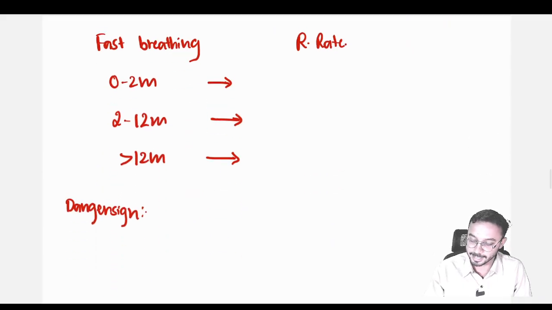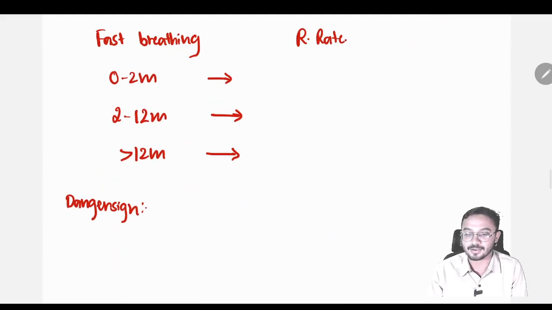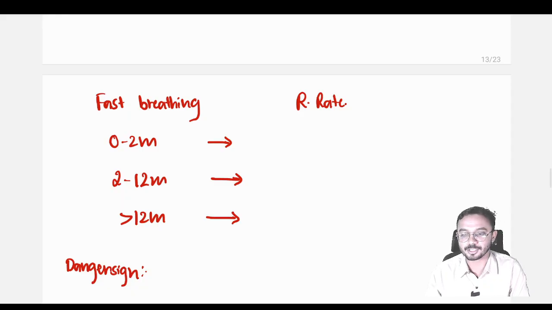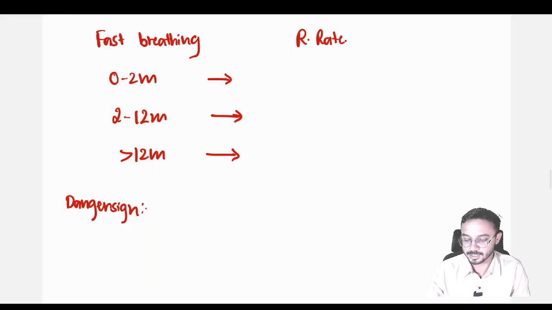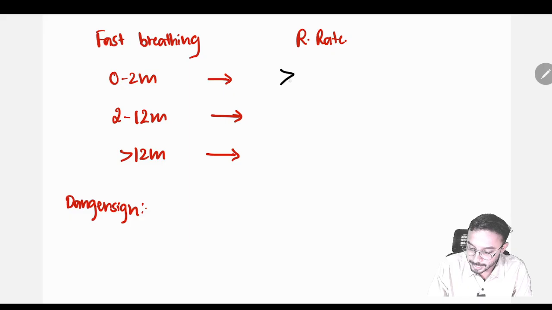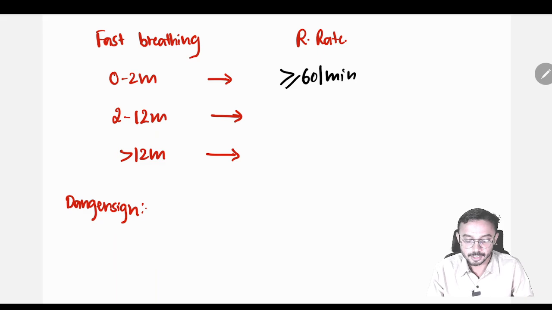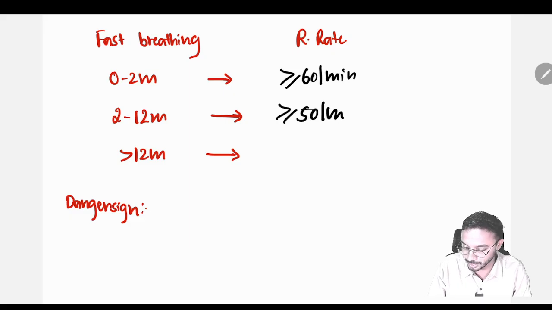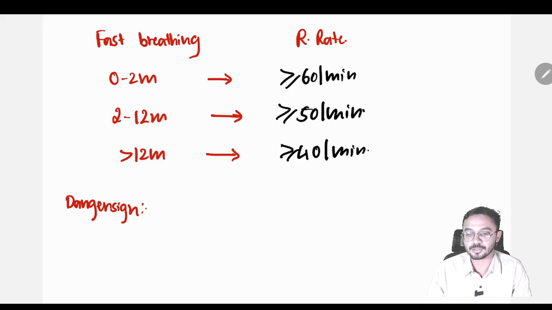Green, yellow and pink. Okay. And what is the criteria for telling whether the child is having fast breathing or not? I told you, in pneumonia fast breathing is used. Fast breathing means, in a 0 to 2 months child, a respiratory rate greater than or equal to 60 per minute. In 2 months to 12 months, a respiratory rate greater than 50 per minute is fast breathing. If greater than 12 months, the child has a respiratory rate of 40 per minute. Okay. So these are all the values that you should know.